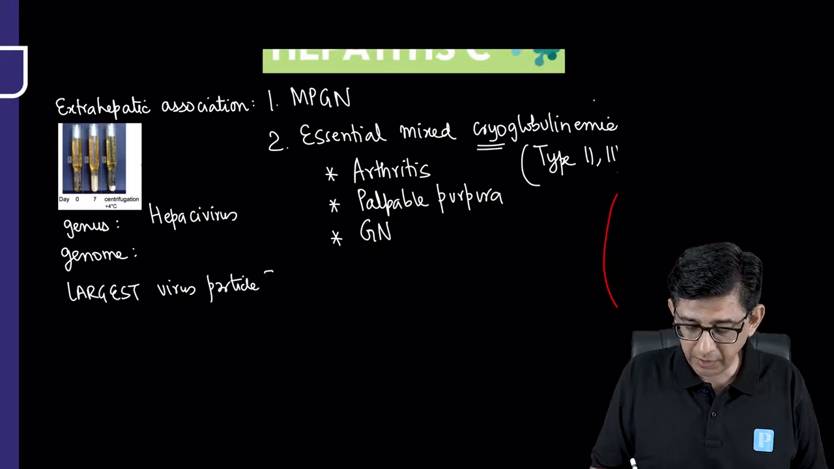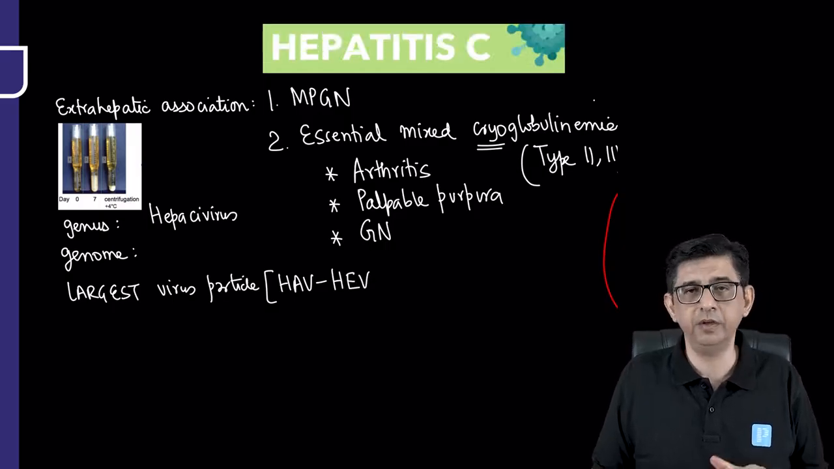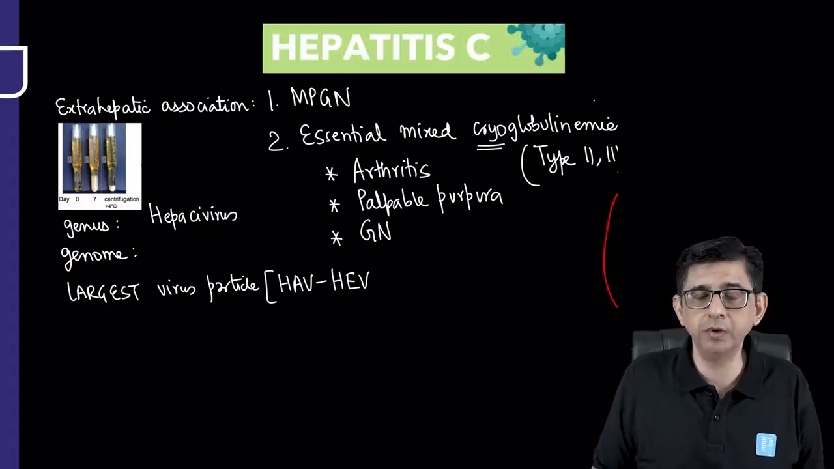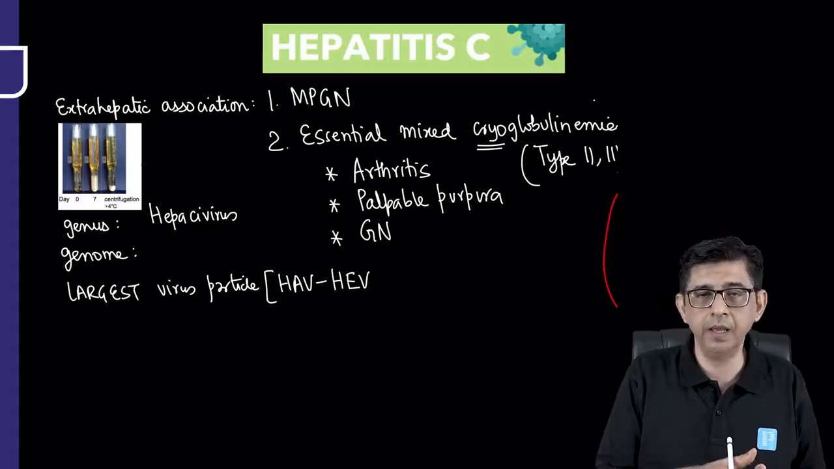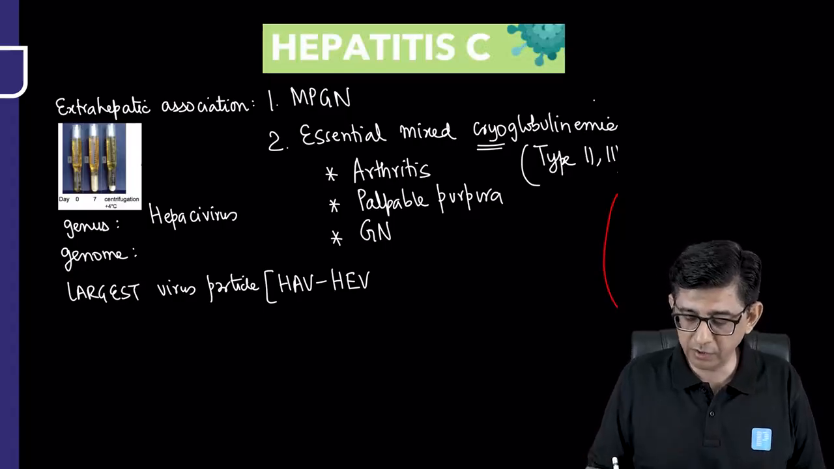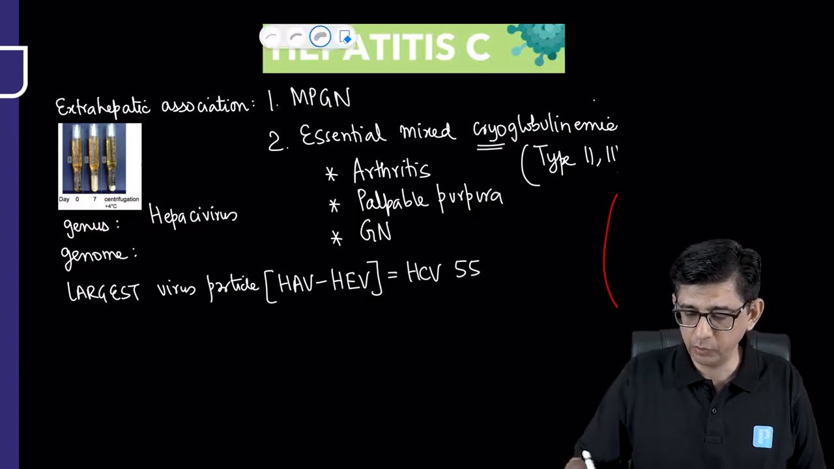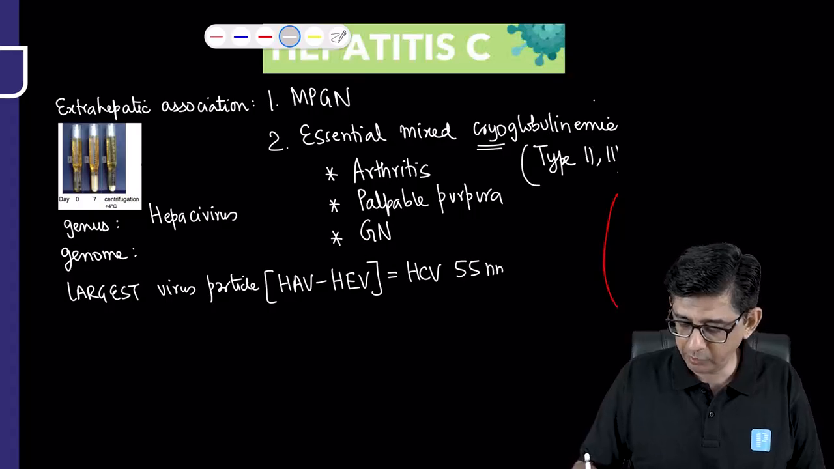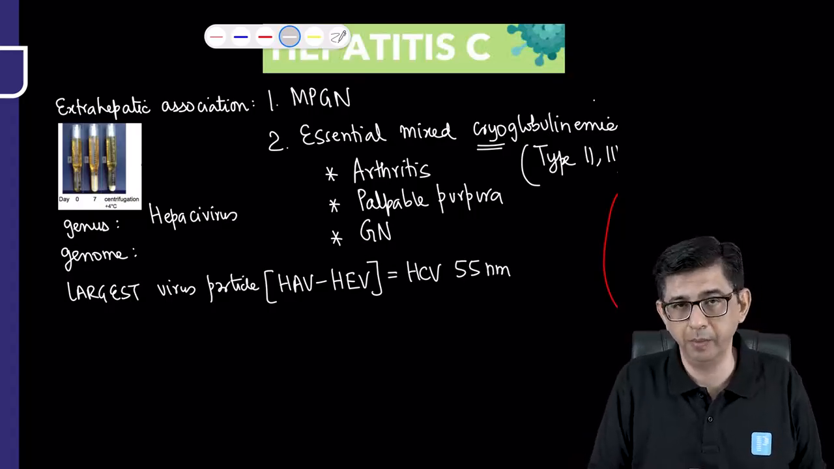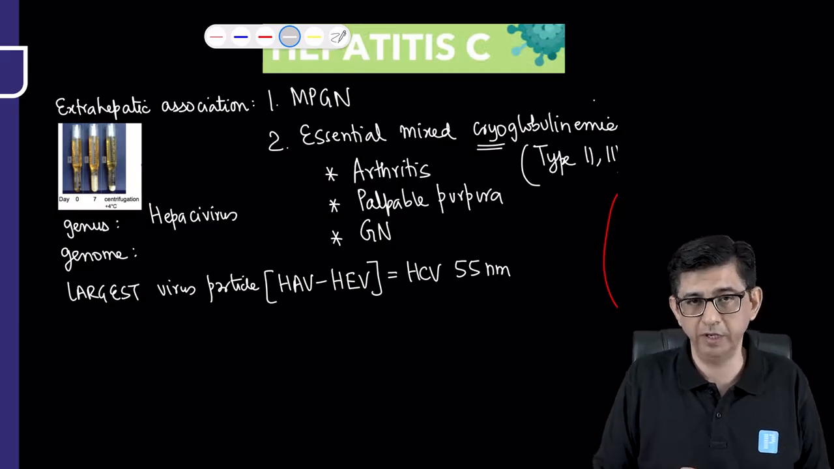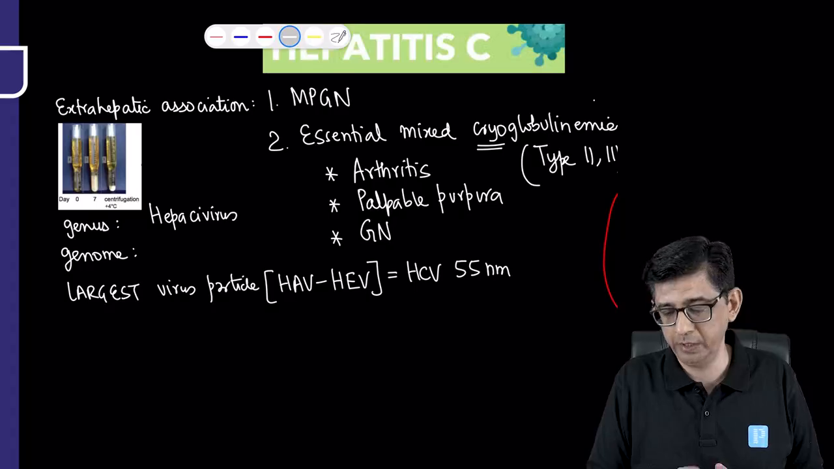In fact, in this entire range of hepatotrophic viruses that we have talked about or will be talking about, suppose he gives you 5 options, hepatitis A, B, C, D, and E, and asks you to select which of these would have the largest virus particle. The one to remember is hepatitis C, with a virus particle size of up to about 55 nanometers. This is in contrast to hepatitis B, whose virus particle size is 42 nanometers.